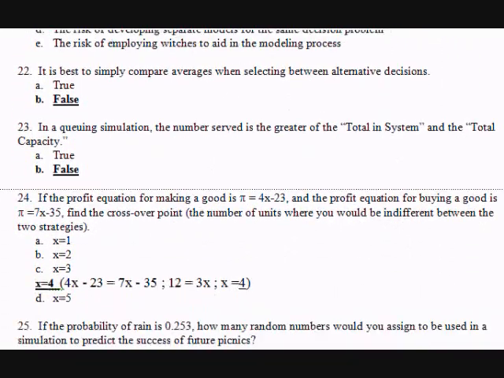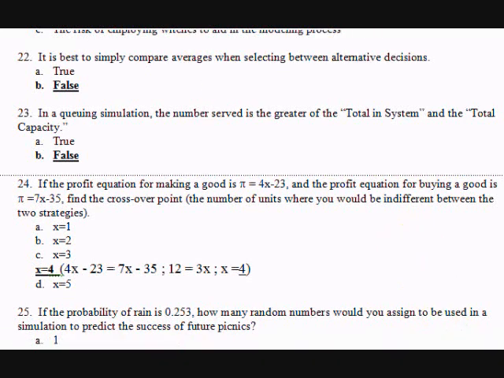All right, number 22 is, it's best to simply compare averages when selecting between alternative decisions. No, we don't want to just do that. We want to use some of the more advanced techniques that we've talked about in class, whether that's using crossover points, or whether we want to use simulation. We can run simulations to compare different options. We don't want to just take simple averages. So that was false, B.